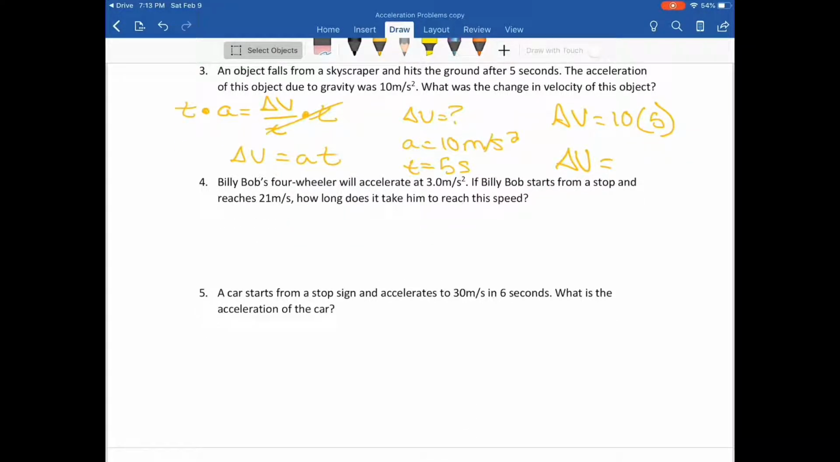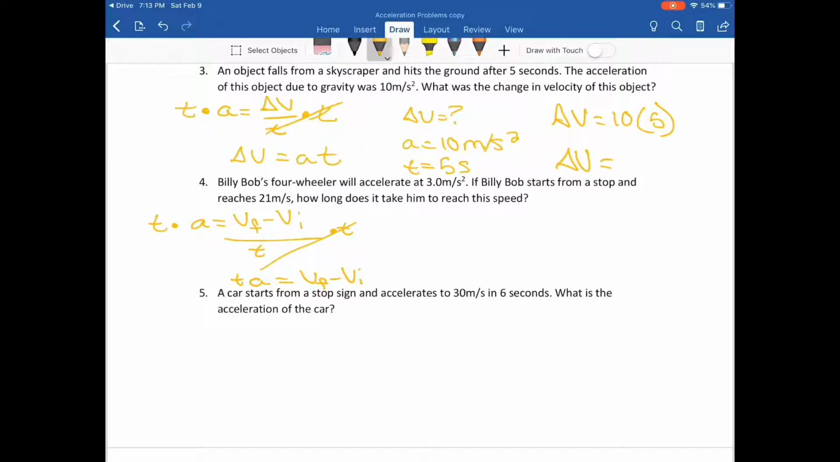And then let's do number 4 here, because this one is looking for time. Billy Bob's four-wheeler will accelerate at 3.0 meters per second squared. If Billy Bob starts from a stop and reaches 21 meters per second, how long does it take him to reach this speed? So again we'll use V final minus V initial over time for this one. And now we need to rearrange this for time. So we're going to multiply both sides by t, and now our equation looks like this.